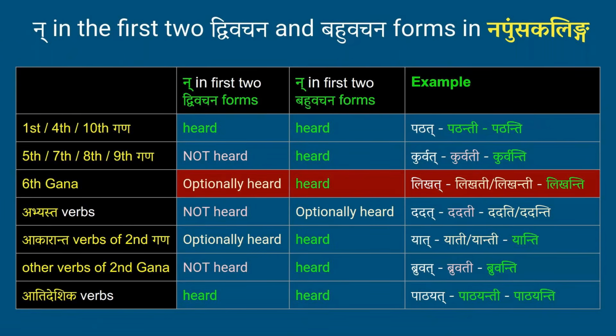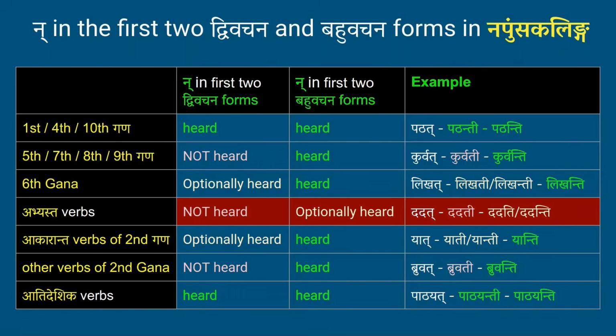The next category is that of the abhyasta words, which includes all the verbs of the third gana and a select set of verbs of the second gana. In this case, na is not heard in the dvivachana form and it is only optionally heard in the bahuvachana form. For instance, dadati and dadati or dadanti.